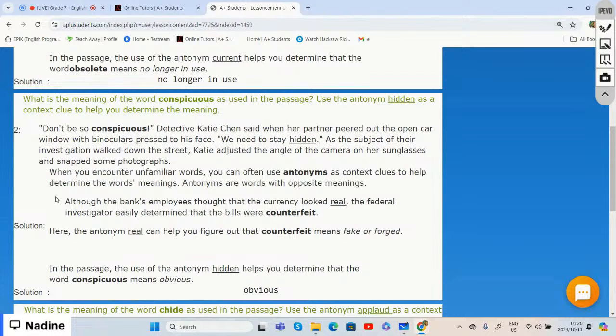All right. So it says, "Don't be so conspicuous," Detective Katie Chan said when her partner peered out the open car window with binoculars pressed to his face. "We need to stay hidden," as the subject of the investigation walked down the street.